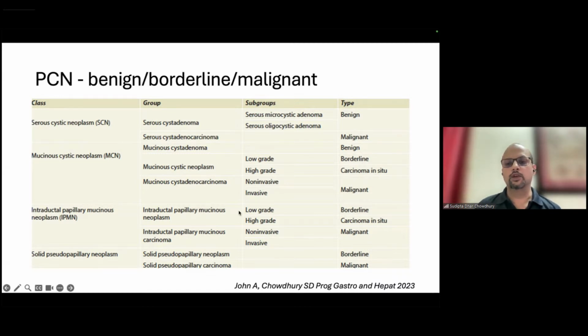IPMNs can be classified as low-grade and high-grade, and low-grade are usually the borderline type. High-grade is carcinoma in situ, and they can be put up for surveillance. But whenever there is an invasive carcinoma or malignancy, one should consider surgery followed by post-operative surveillance. Similarly, for SPEN, because they're symptomatic, many of them are offered surgery, and SPEN can be borderline or pseudopapillary carcinoma, which is malignant.